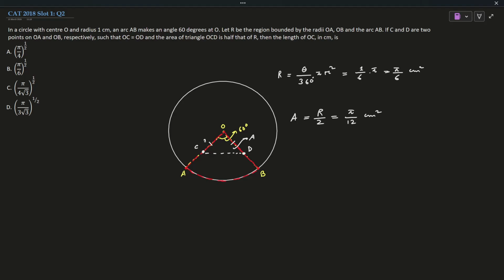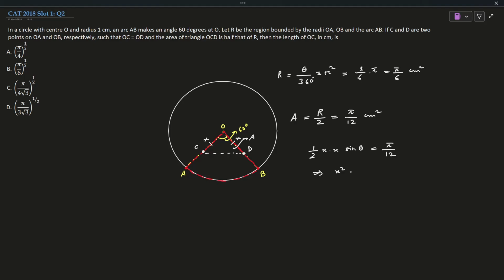These two sides are equal. So let's say x and x. The area of a triangle is given by half the length of the two sides, x into x, and the sine of the included angle between the two sides, which is theta, equal to pi by 12.